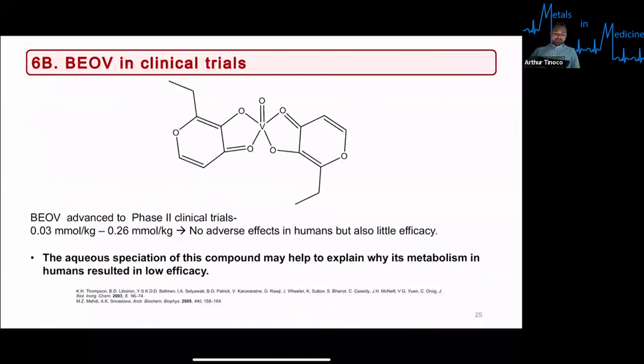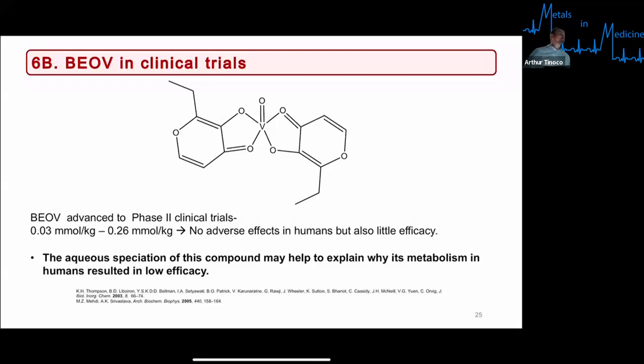So this particular compound, this version of it, the ethyl version of the maltol ligand, it actually advanced to clinical trials. There were a number of really important scientists, one of the lead ones being Christopher Orvig from Canada. He was really pushing forward the use of vanadium in a clinical context.